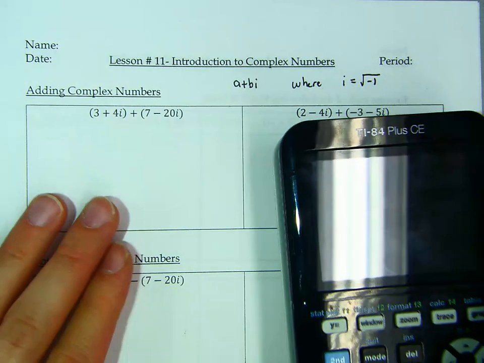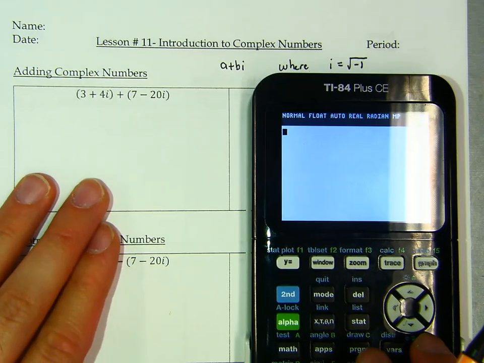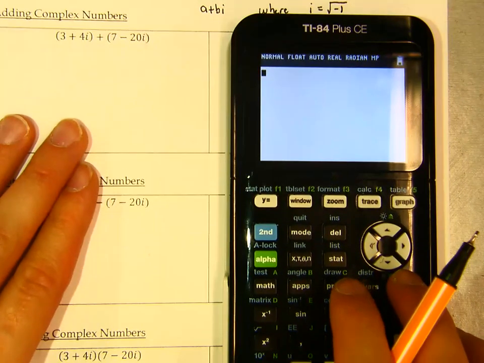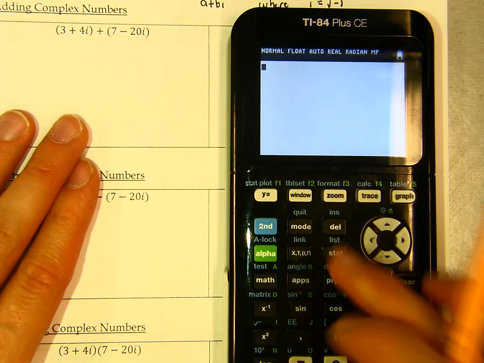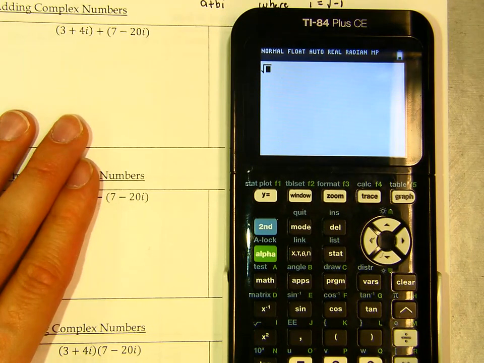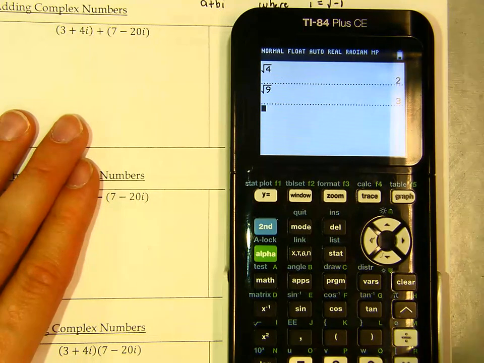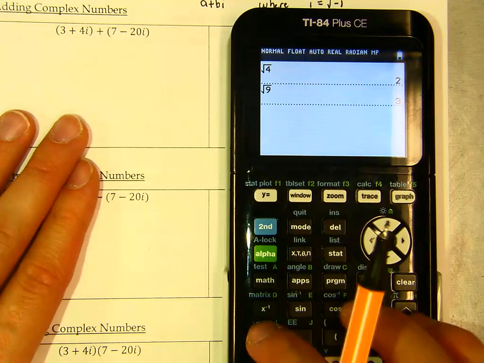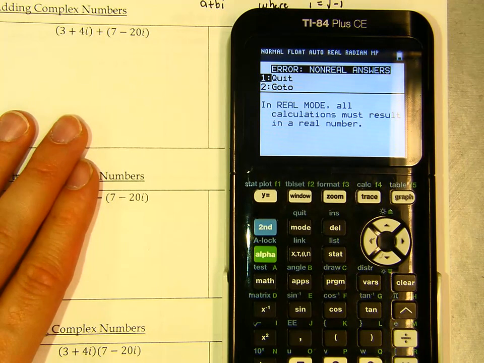We can't do it. If you want, grab your calculator real quick. Notice that in the baby blue, if I hit second x squared, I get the radical symbol. If I take the square root of 4, that's 2. If I take the square root of 9, that's 3. But if I want to take the square root of negative 1, notice it's not possible.